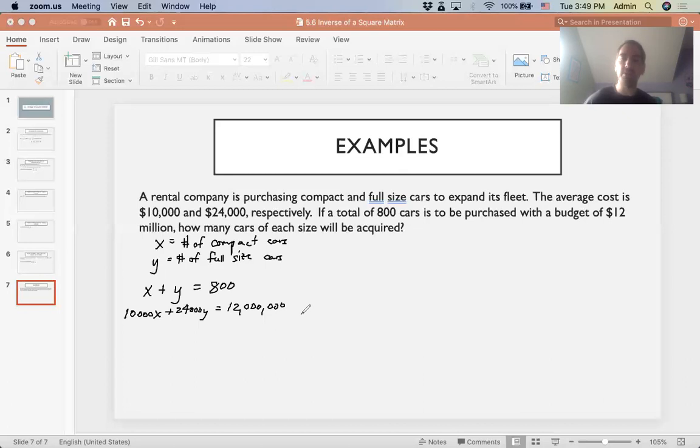Okay, so for the purpose of the lesson at 5.6, I'm going to set this up as a matrix equation and solve for X and Y using the inverse. But I have my two equations. I can write this as a matrix equation by writing the coefficients, 1, 1, 10,000, 24,000, and then my variable vector, and then the right-hand side, 800 and 12 million.